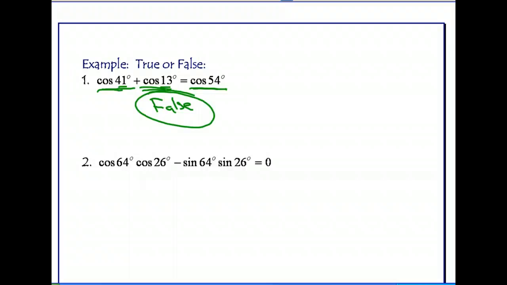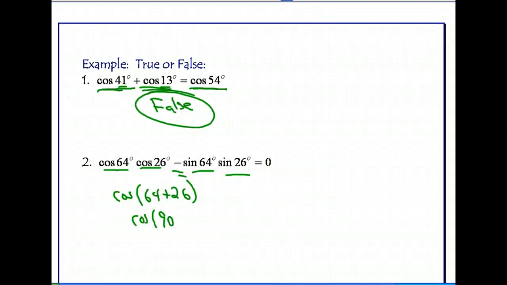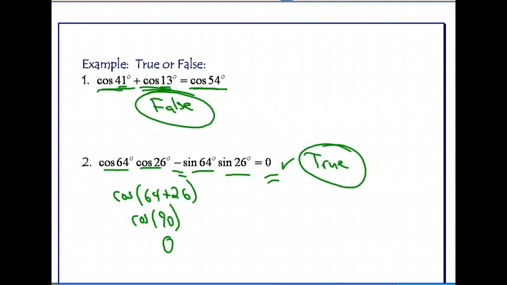And now let's take a look at this one. Cosine, cosine minus sine, sine. That looks like an identity. Oops, not sine. Wouldn't that be the cosine? And wouldn't that be the cosine of 64 plus 26? But wait a minute. How much is 64 plus 26? 90. But wait a minute. What's the cosine of 90? That's 0. And that's exactly what they said it was going to be. So our second identity, no calculator needed for something like that. Our second identity is true.